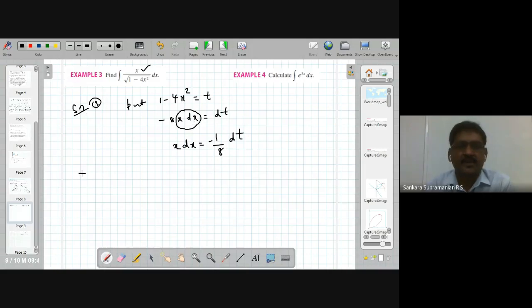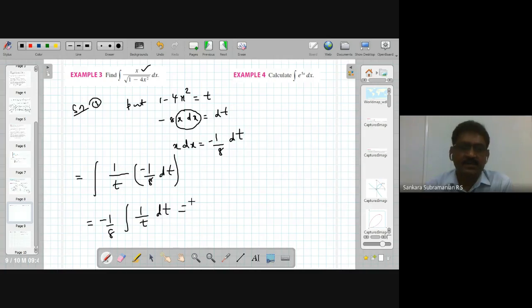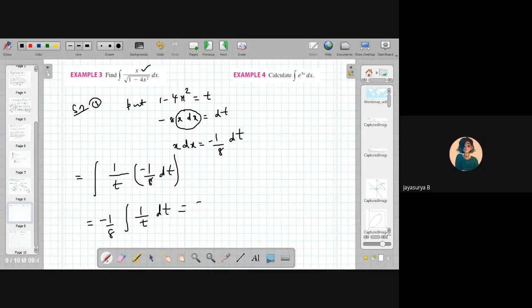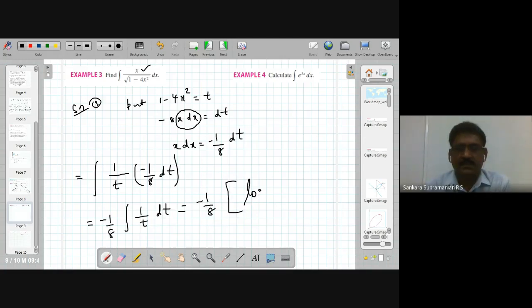Therefore, this becomes integral of x dx over root of 1 minus 4x square, where 1 minus 4x square is taken as t, and x dx is regarded as minus 1 by 8 dt. So minus 1 by 8 can be taken out. Integral of 1 by t dt. Can you tell me what is integration of 1 by t dt? Log t. Yes, log of t. Now we can substitute for t as 1 minus 4x square.